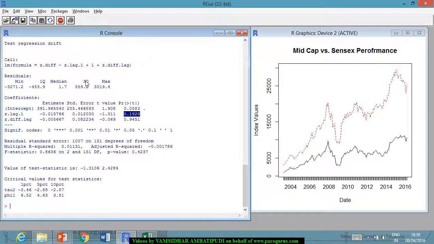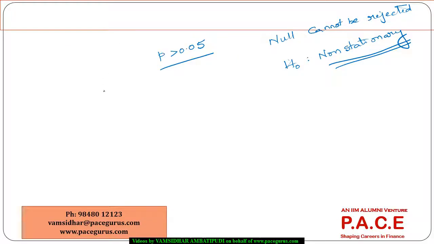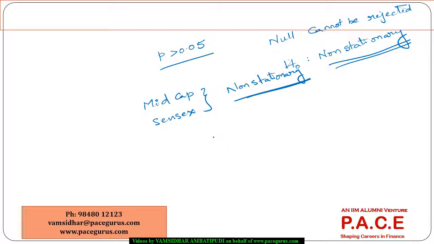So the null hypothesis associated with non-stationarity cannot be rejected, which means both the mid-cap values as well as the Sensex values are non-stationary in nature. This is a very interesting observation from the data. Both of them are non-stationary. This is where cointegration comes in more and more handy.